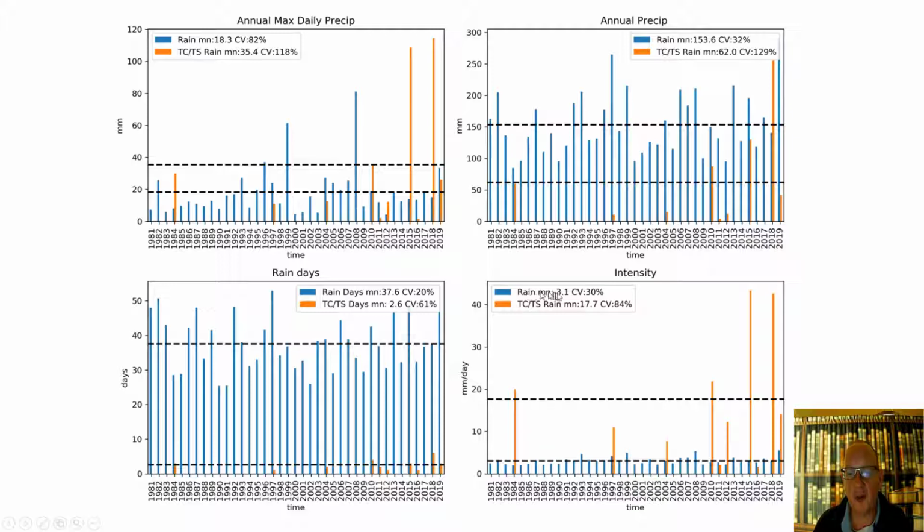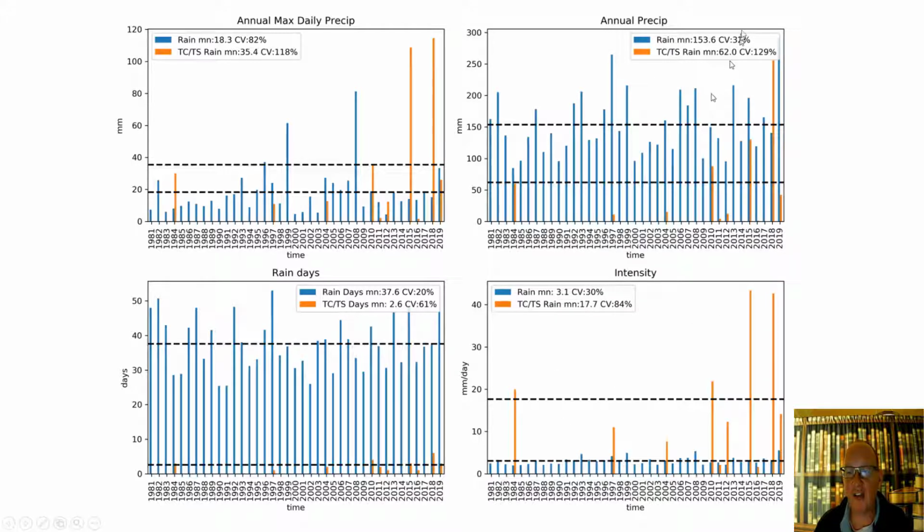So for normal conditions, it's about 3. When we get rain in Socotra, it's on average about 3 millimeters a day, while if we have a hurricane or a tropical cyclone or a tropical storm, we have about 18 millimeters per day, and again, much larger variations.